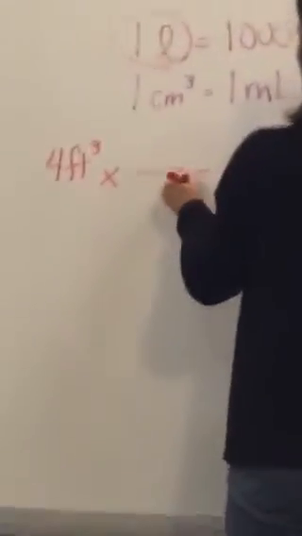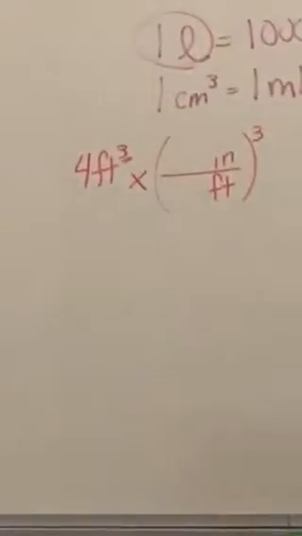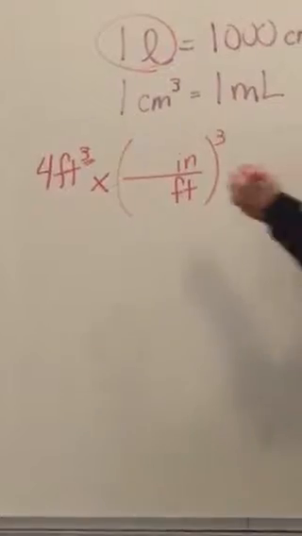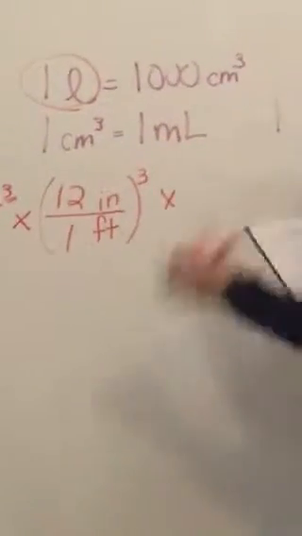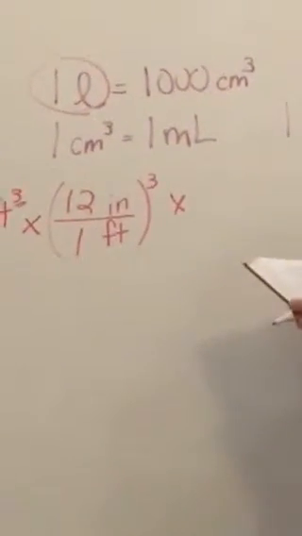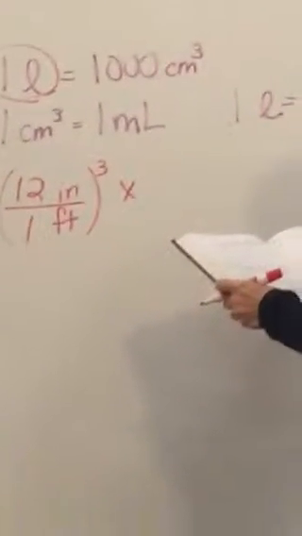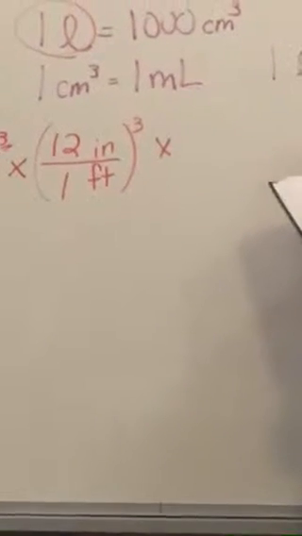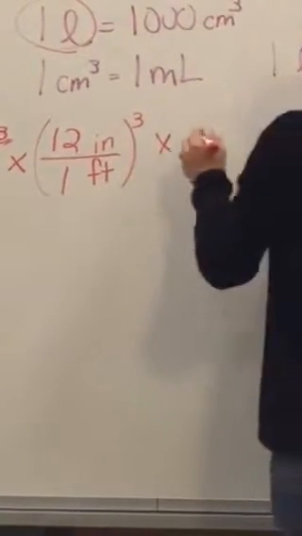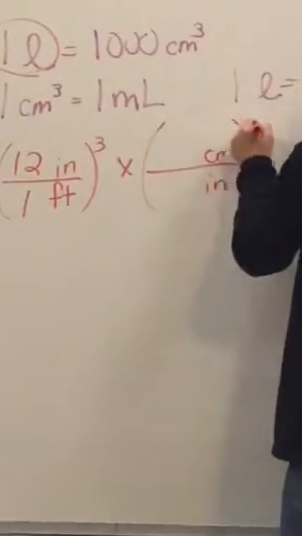So to convert this to inches, I must have feet in the denominator, inches, and there have to be 3 of them because it's cubed, right? Say yes, yes. All right, thank you. 12 inches in a foot, cubed. That's 4 times 12 times 12 times 12 so far, okay? Now we're going to go from where? Inches to centimeters, because it wants us to go to liters, right? Okay, so we're going to go inches to centimeters, and it's going to be cubed, right?